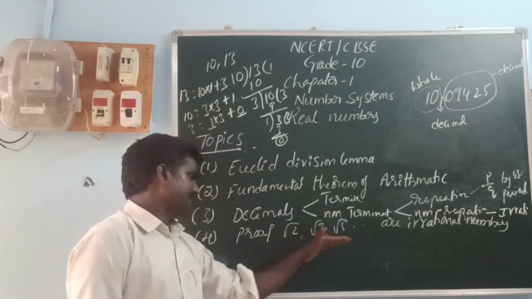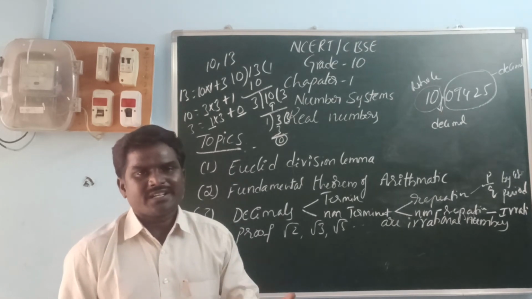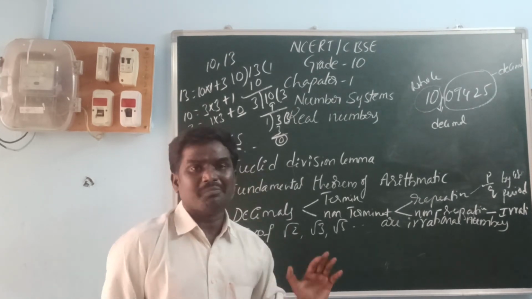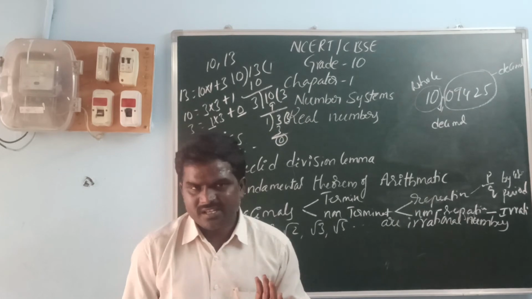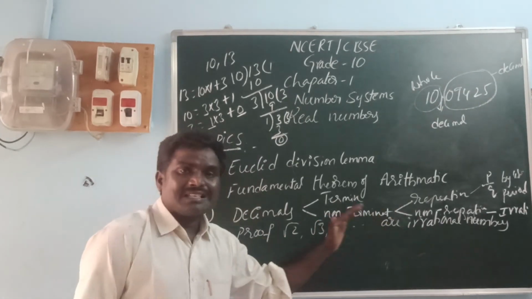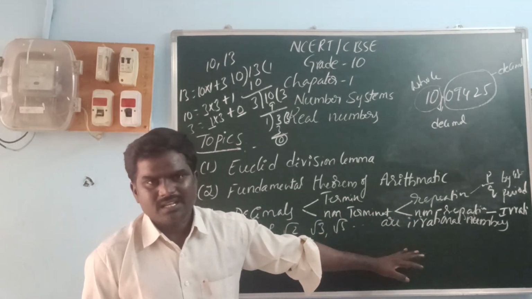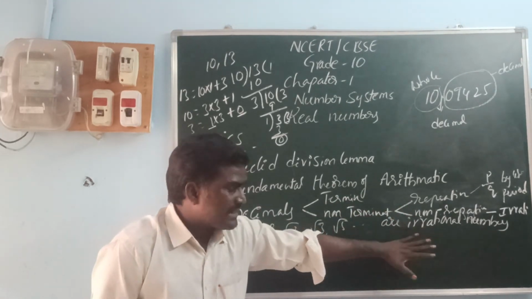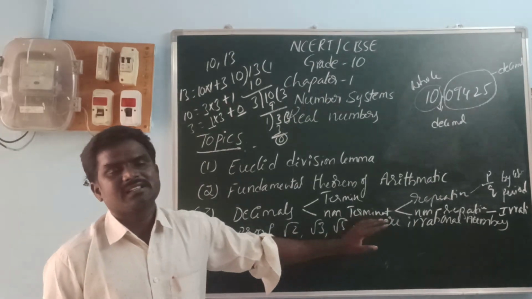Next, proof that root 2, root 3, root 5 and so on are irrational numbers. How can we prove these? By using the contradiction method. Contradiction method means let us take that these numbers are not irrational, that these numbers are rational numbers. Finally, we can prove these are not rational numbers; these are irrational numbers.